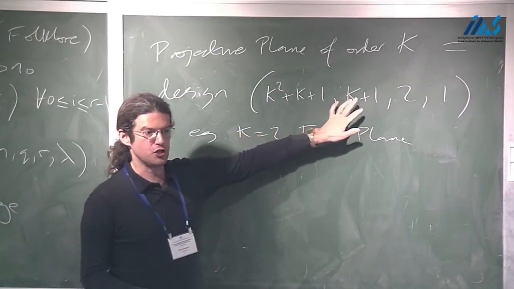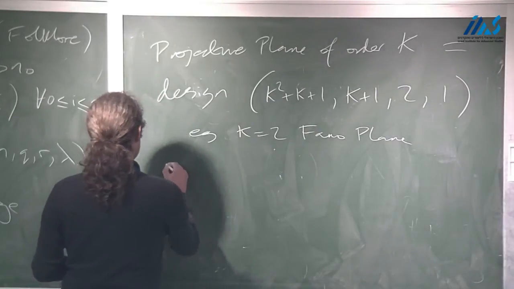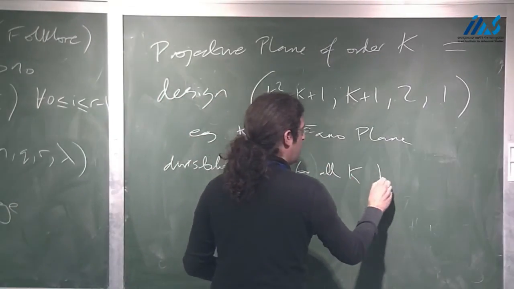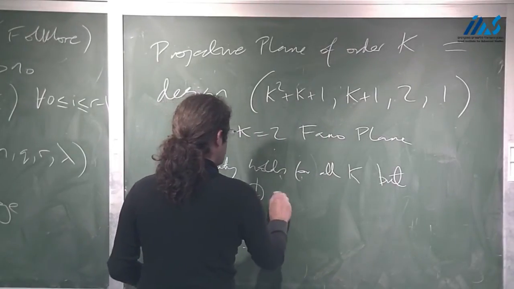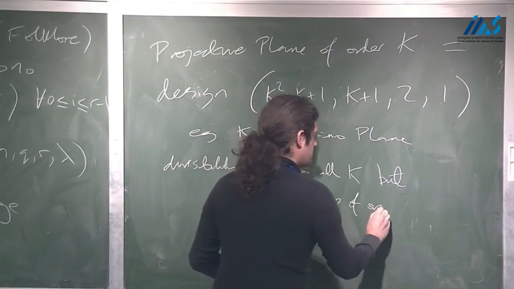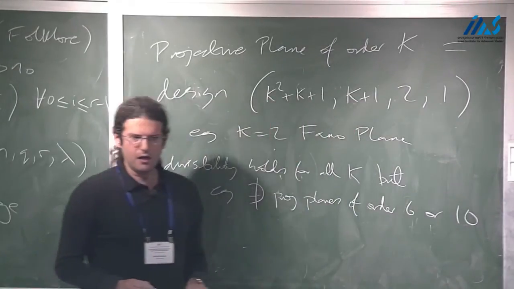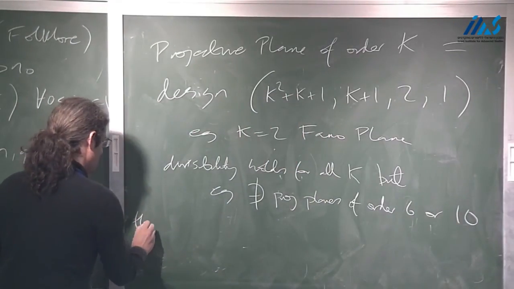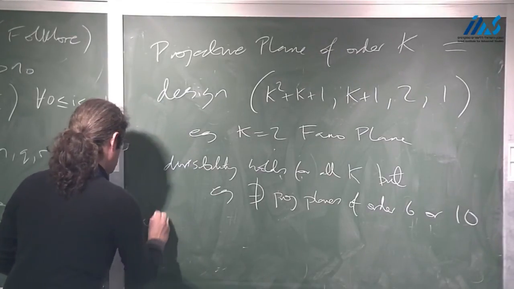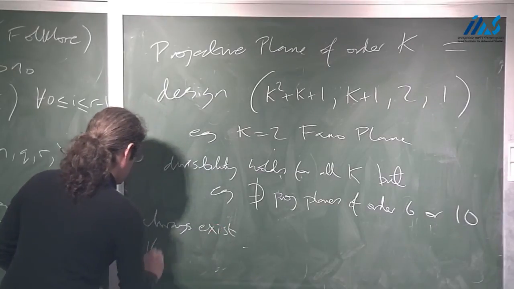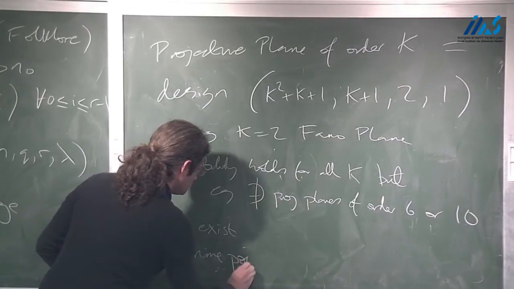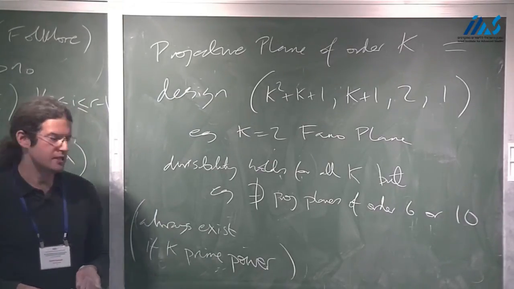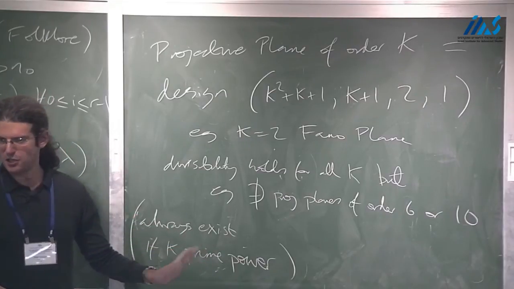So now the divisibility conditions are satisfied for any k. The divisibility holds for all k, for example, yet there are no projective planes of order 6 or 10. They do exist for prime powers, so they always exist if k is a prime power. 6 and 10 are natural candidates to look at because they are small numbers which are not prime powers. The prime powers give a classical construction of projective planes.